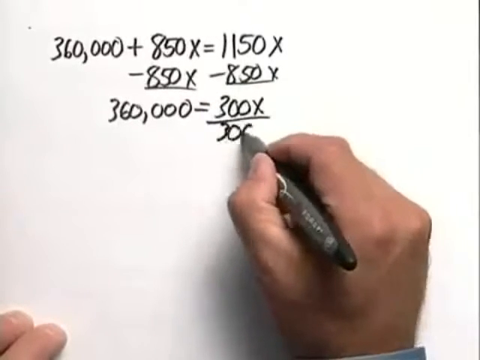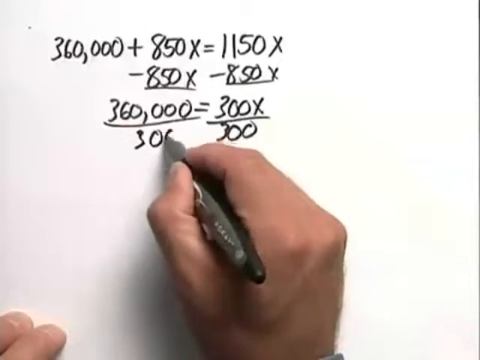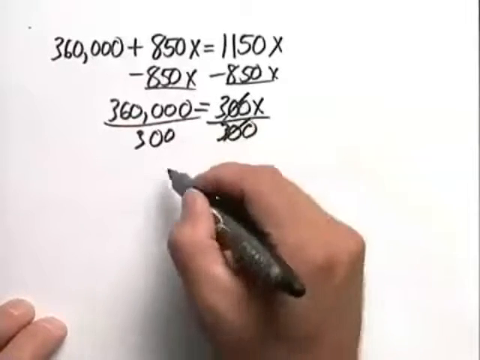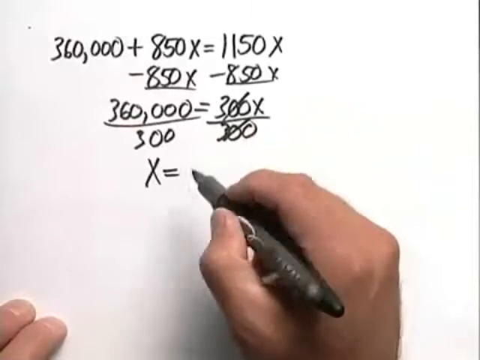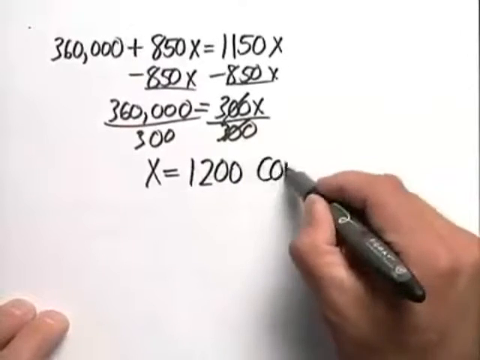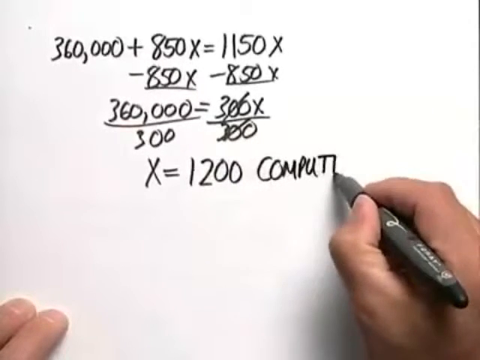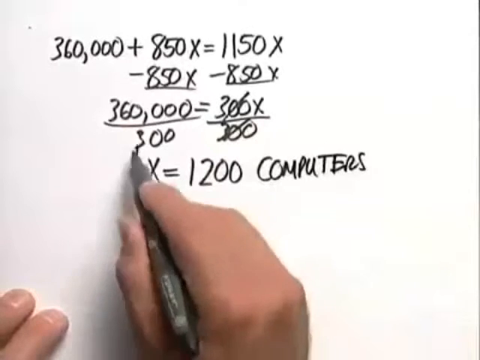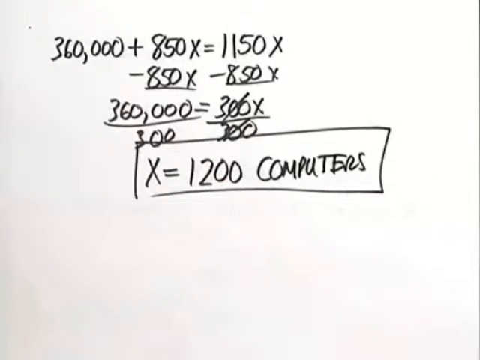Divide both sides by 300 and we're almost there. Once we've done that, we end up with X is equal to 1,200 computers. All right? And remember, 1,200 is the number of computers we're going to have to make in order to make our cost equal to our revenue.